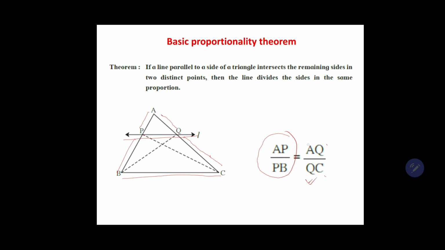So this is the basic proportionality theorem, that is, if there is a line parallel to one side of a triangle, and if it divides the remaining two sides in distinct points, then it divides those two sides in the same proportion, that is AP divided by PB is equal to AQ divided by QC in this diagram. So this is the basic proportionality theorem.